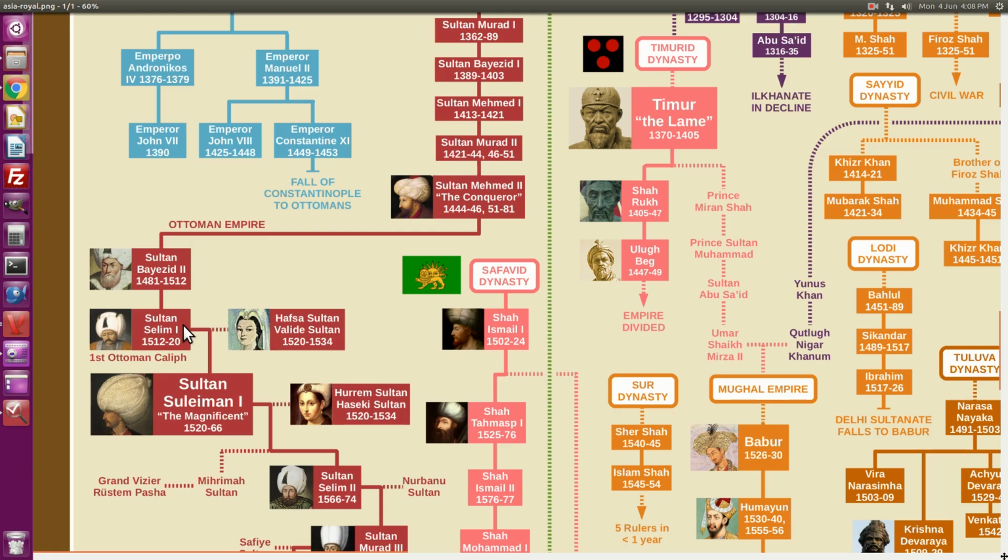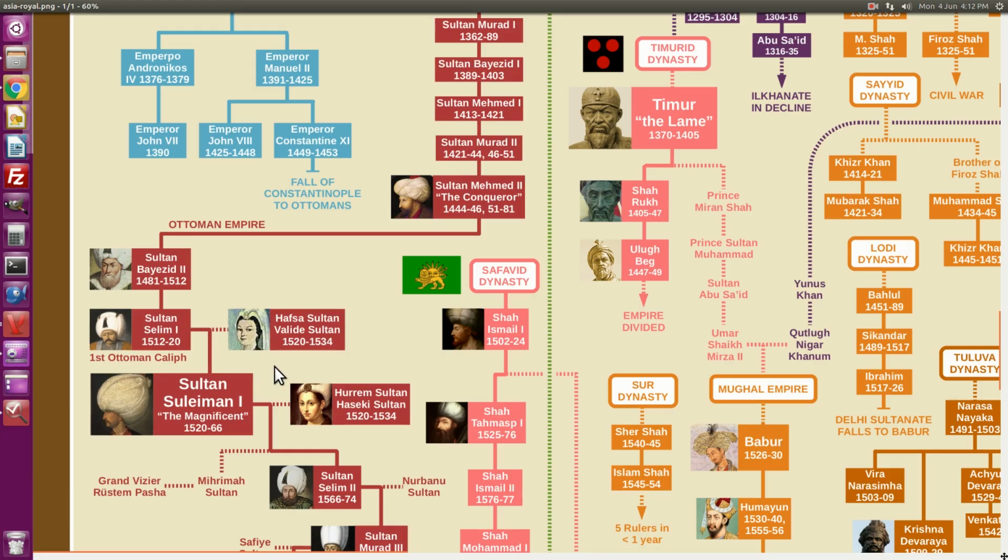Selim I had a very famous son, probably the most famous of the Ottoman rulers, and that is Sultan Suleiman I, who is known as Suleiman the Magnificent. And it is during his reign that the Ottoman Empire was kind of at its peak. His father, before him, had conquered much of the Middle East, and so the Ottoman Empire was very large at the time, very powerful, very rich.